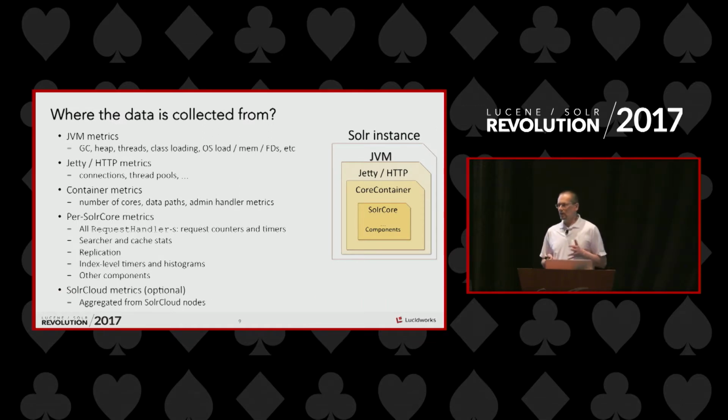Where do we collect the data from? The data that is maintained in these metrics is collected on several levels. First, we have the JVM metrics, which is the GC, heap, threads, thread pools, class loading, and so on and so on. Then we have the Jetty level metrics, which track the connection pools, thread pools, failed requests on the HTTP level, and so on.